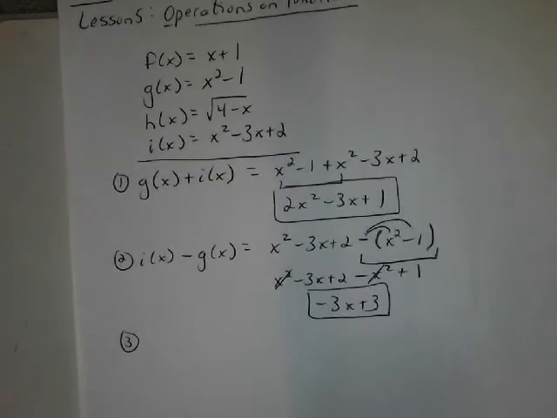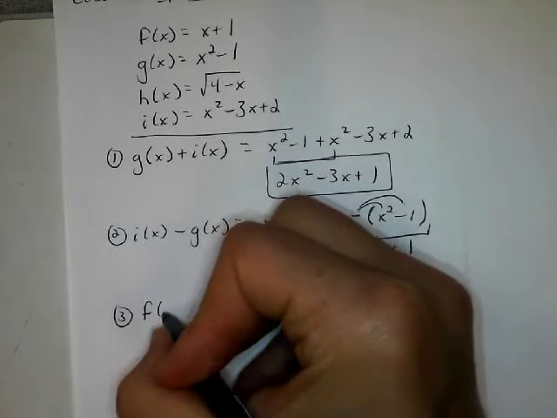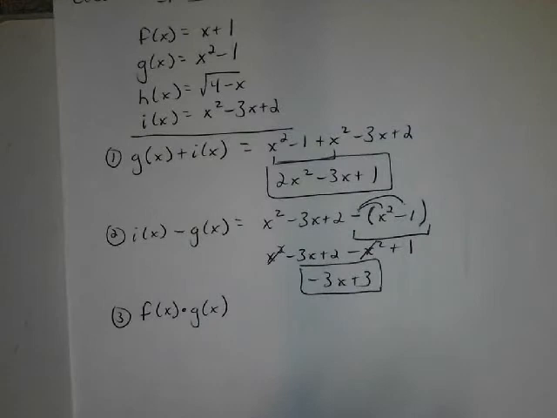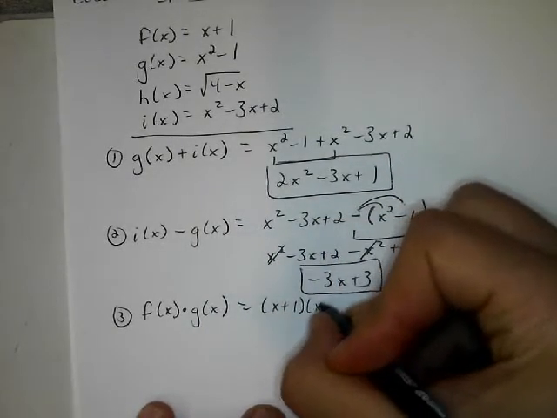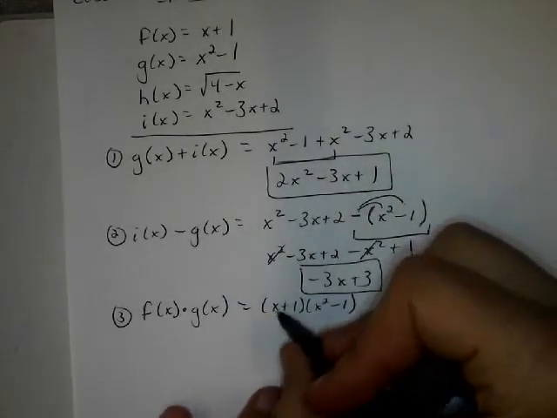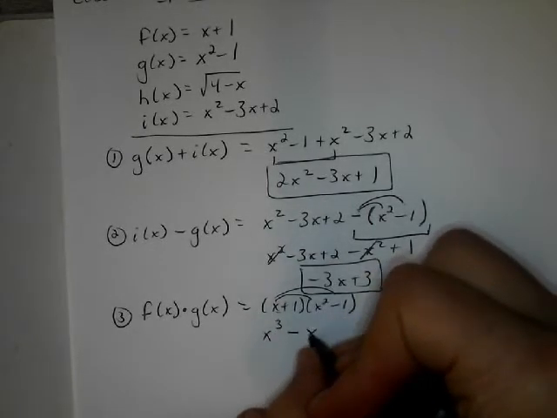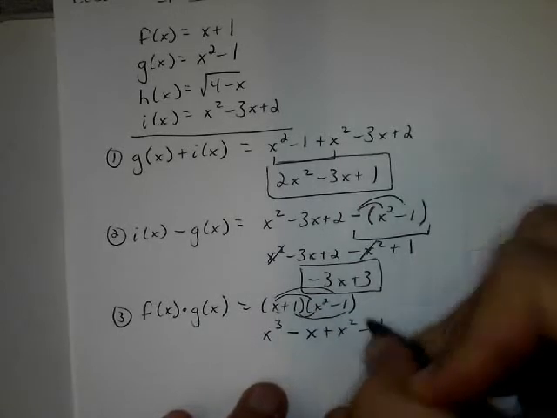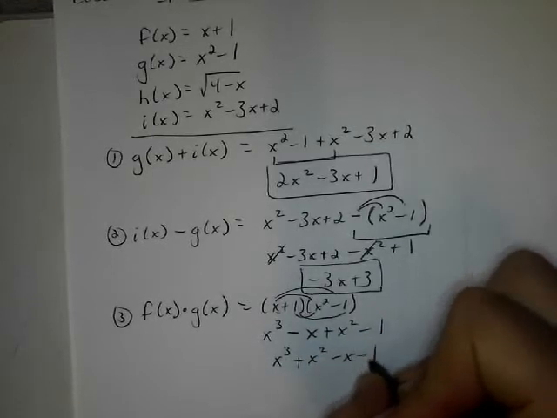So we've added, we subtracted. The next major operation obviously would be multiplication. Let's take f of x and times by g of x. So that would equal x plus 1 times x squared minus 1. So in this problem, this would be a foiling problem. We distribute x, we get x cubed minus x. We distribute 1, we get x squared minus 1. So our answer is x cubed plus x squared minus x minus 1.